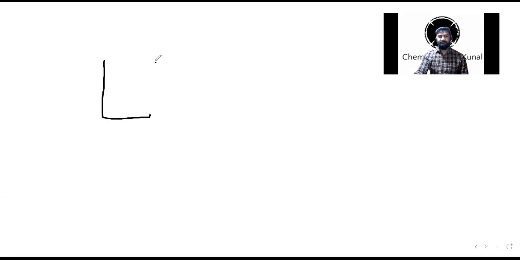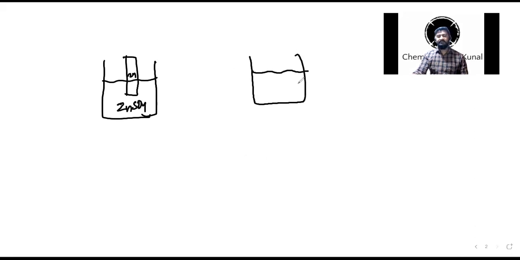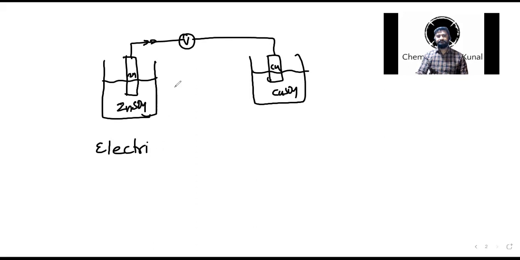Suppose it's a cell where we have the anode. Maybe we can take the example of zinc sulfate in which zinc rod is dipped, and on the other side we have copper sulfate where copper rod is dipped. Now let's join them with a voltmeter. As the electron flows, there will be electric current generated. Electricity will be generated, right? So what is the electrical energy we will get? As the cell operates, there will be some electrical energy obtained. So how much will be the electrical energy?